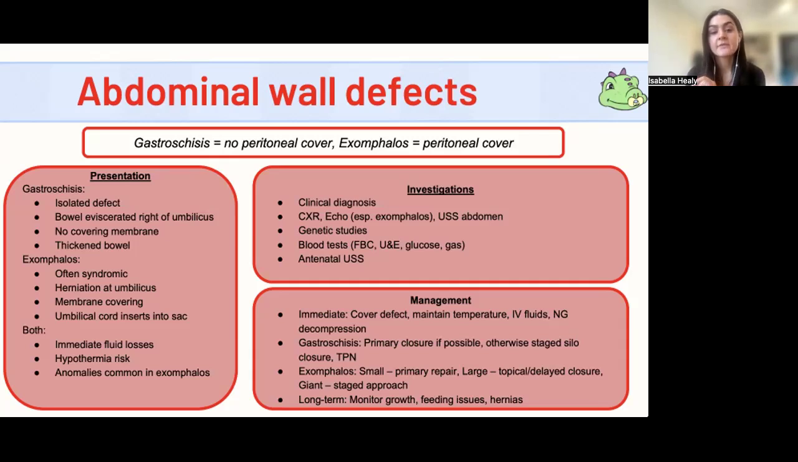Establishing vascular access for fluid resuscitation and a nasogastric tube to prevent bowel distension. Surgical approach depends on size and intactness of the sac. For gastroschisis, if it's small, they might be able to go with a primary repair.